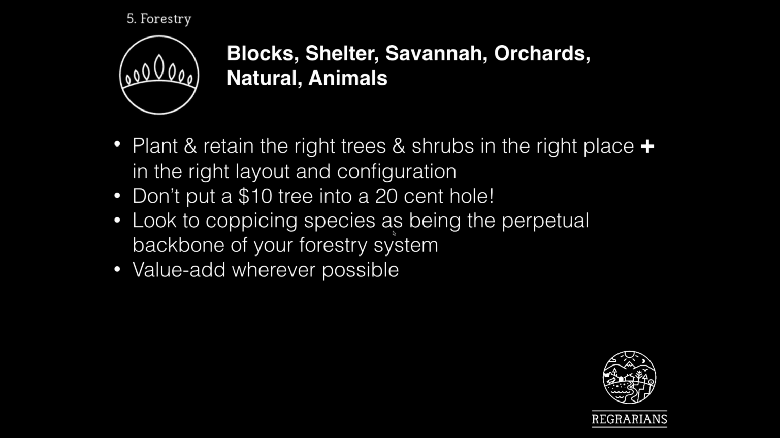Look at coppicing species as being the perpetual background of your forestry system. It was great just a couple of days ago. I was able to go out to my wife's property and harvest from a coppice system. So coppicing is where you've got trees that grow back after you cut them down, and having that as a backbone, because it's like grass. I mean, you just don't know how long those systems will last. They just last and last and last.